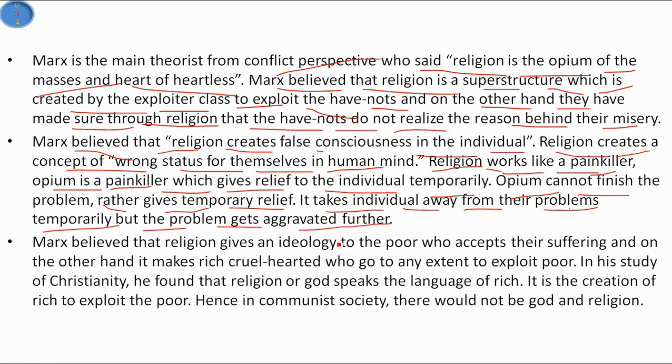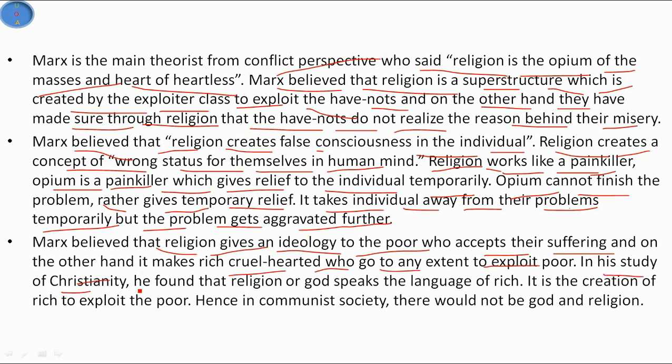Marx said that it works like a conditioning device which forces the have-nots to think about themselves the way the haves want. On the one hand, the haves exploited the have-nots, but on the other hand, the have-nots think that it is all decided by God and hence they should suffer because God wants it this way. Hence, instead of the true reasons of their suffering, the have-nots accepted their exploitation and lost their capacity and potential of opposing wrongdoers. So Marx believed that religion gives an ideology to the poor who accept their suffering, and on the other hand it makes the rich cruel-hearted, who go to any extent to exploit the poor.